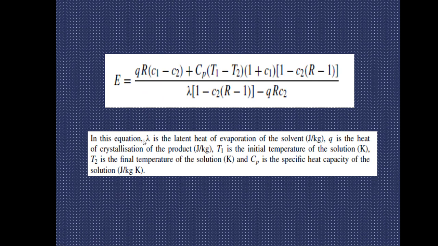So this is how we determine it. In this formula, your lambda is the latent heat of evaporation of the solvent. So again, water. Q is the heat of crystallization of the product.